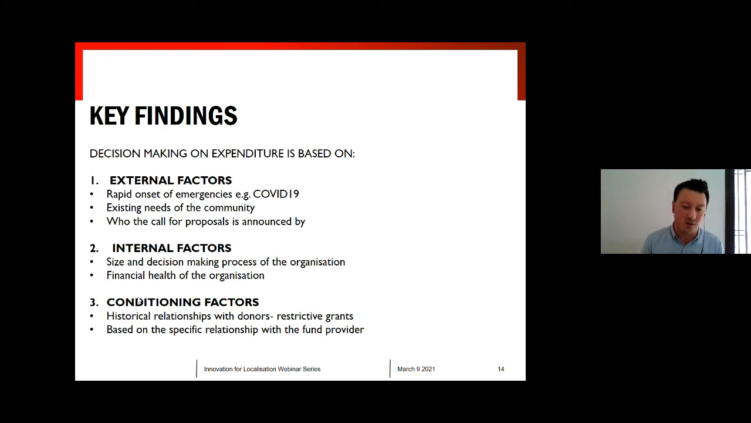And finally, as I alluded to a little bit earlier, conditioning factors. And this is really based on the historic relationships between donors and local actors in these contexts, because there's been a history, especially with protracted crises, behind the way that local organisations have been seen to be expected to spend their money.